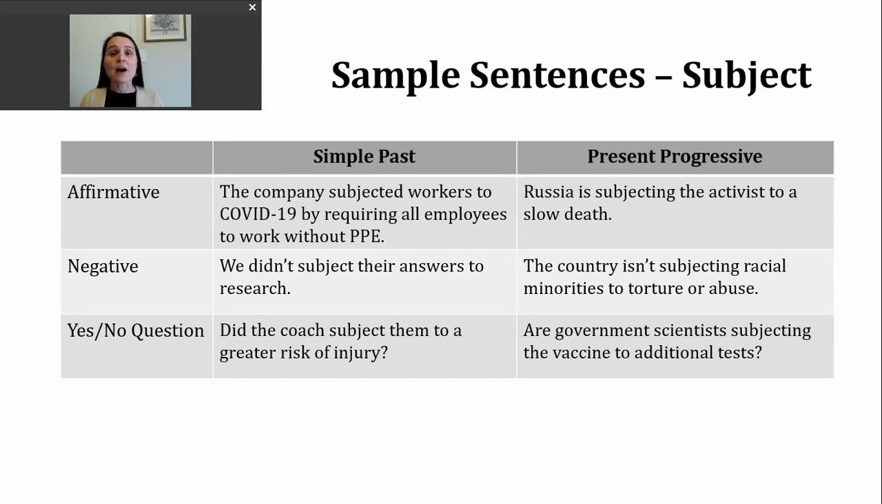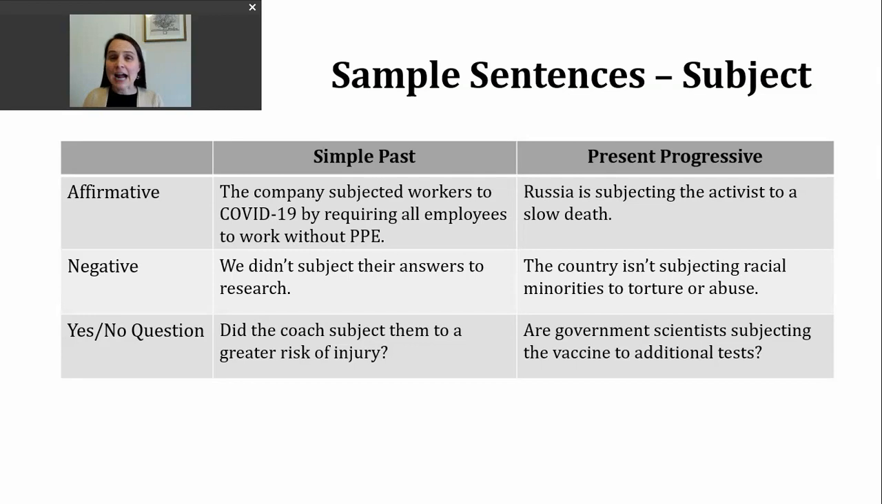Now, if you want to make a negative present progressive sentence, we need to insert not after our be verb. You might hear some people use contractions like aren't or isn't, but I want to note there is no contraction with am. So am not, and then our ing form of the verb cannot be shortened. Here's another example sentence. The country isn't subjecting racial minorities to torture or abuse.